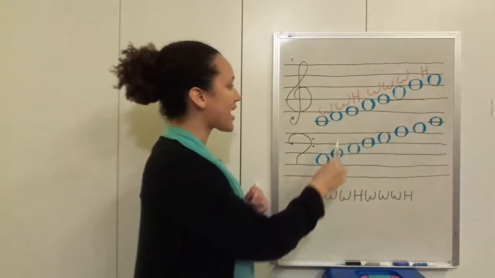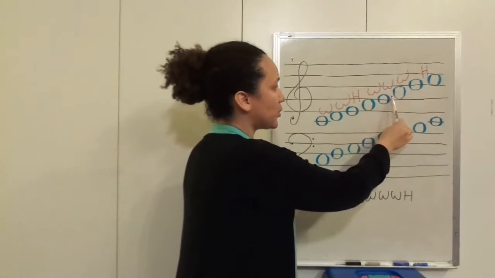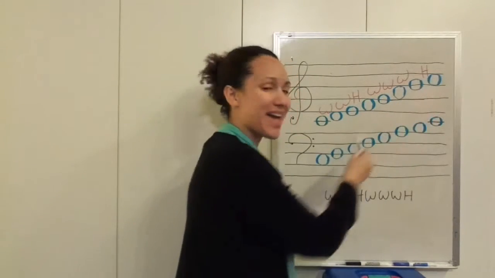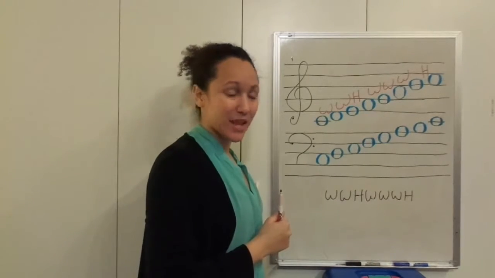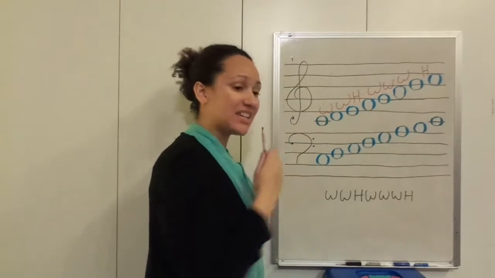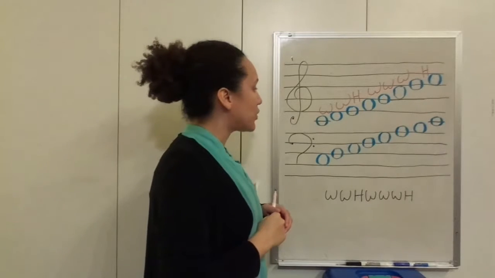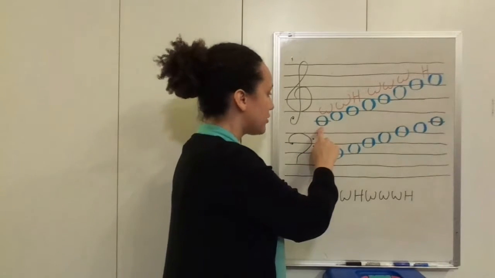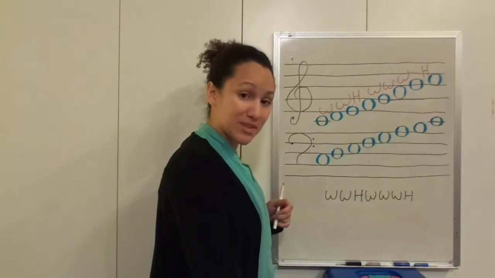So now we have this pattern: whole step, half step, whole step, whole step, whole step, half step. And that gives us our major scale. And we can transport or transfer this sound into another key or into another scale. We call that transposition. If we want to start on G instead of C, we can do the same sound.